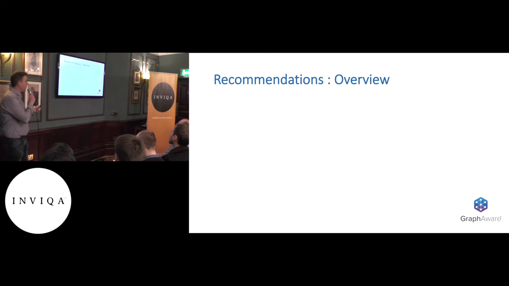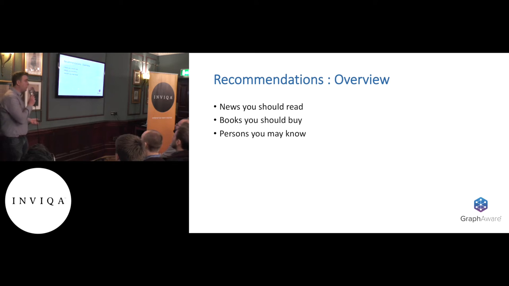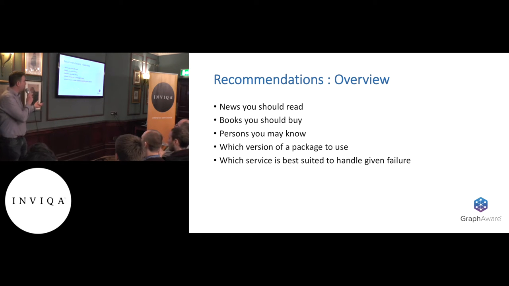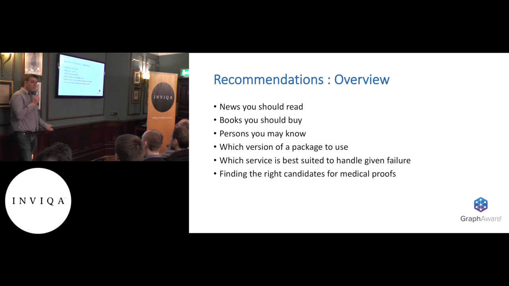So, a quick overview of recommendation engines. It can be news you should read, books you should buy, persons you may know on LinkedIn, which version of a package you should use, or which service is best suited to handle a given failure for tolerance. Sometimes it doesn't make sense, but for example, we had our last use case last month: finding the right candidates for medical proofs, et cetera. So recommendation engines are in fact in our everyday life. If you open Amazon, Facebook, et cetera, they are on all pages.